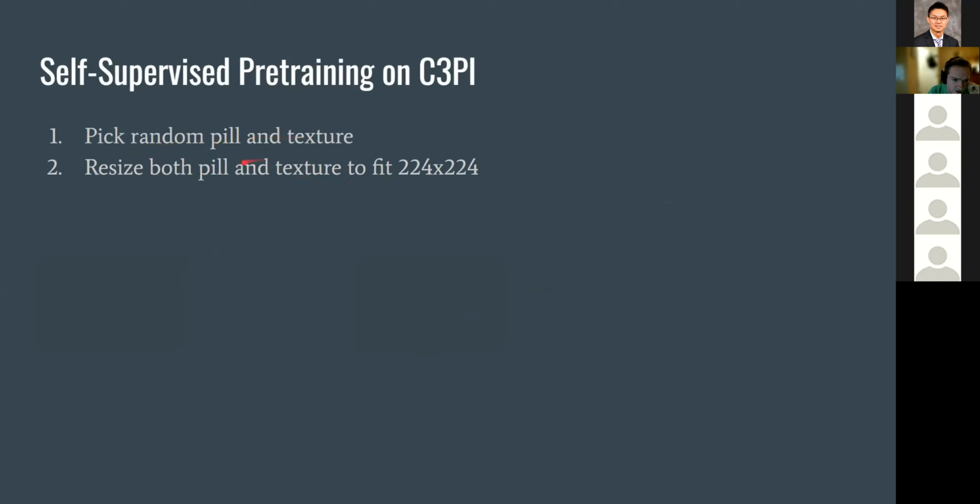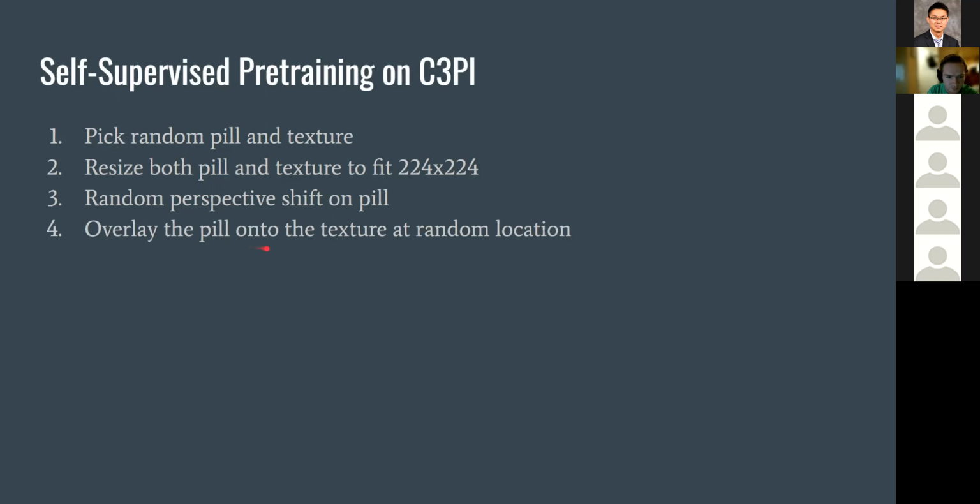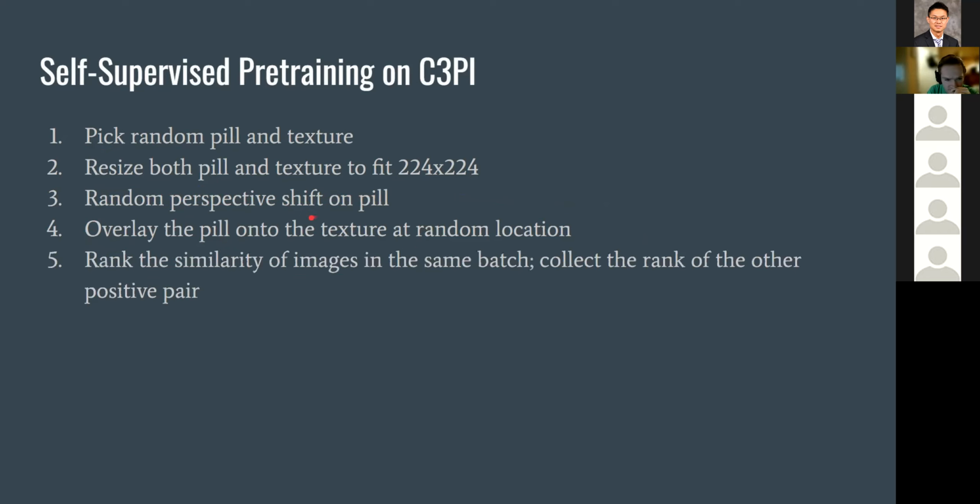You pick a random pill and texture, resize both appropriately, and do a random perspective shift on the pill, which you can think of as taking the pill as a 2D image, moving it to 3D, and wiggling it around a little bit. Then we overlay this pill onto the texture at a random location. I don't do any augmentations to the texture because I didn't think I needed to. And then we go back to SimCLR: you rank the similarity of the images and use that as the loss.